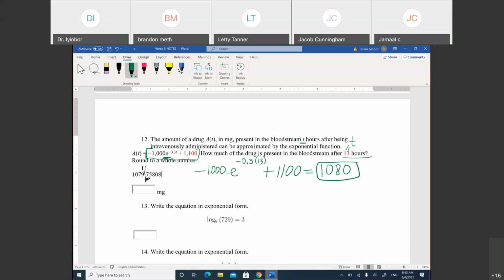And this is in milligrams, right? Okay, so does everybody understand that? Any questions?